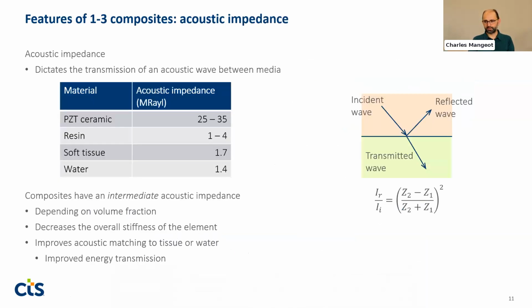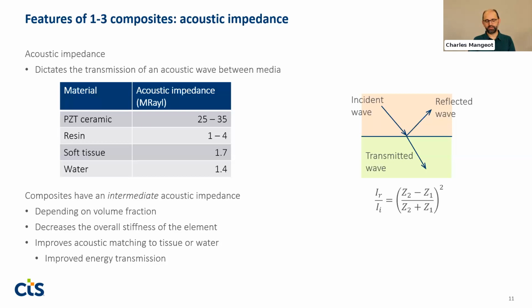Another feature that is interesting for composites is the acoustic impedance. As I mentioned, when you manufacture a composite, you end up with properties that are somewhere in between the two materials that you're using. In our case, we have a PZT ceramic that has a high acoustic impedance, and a resin that has a relatively low acoustic impedance. Acoustic impedance dictates the way a wave is transmitted between media.